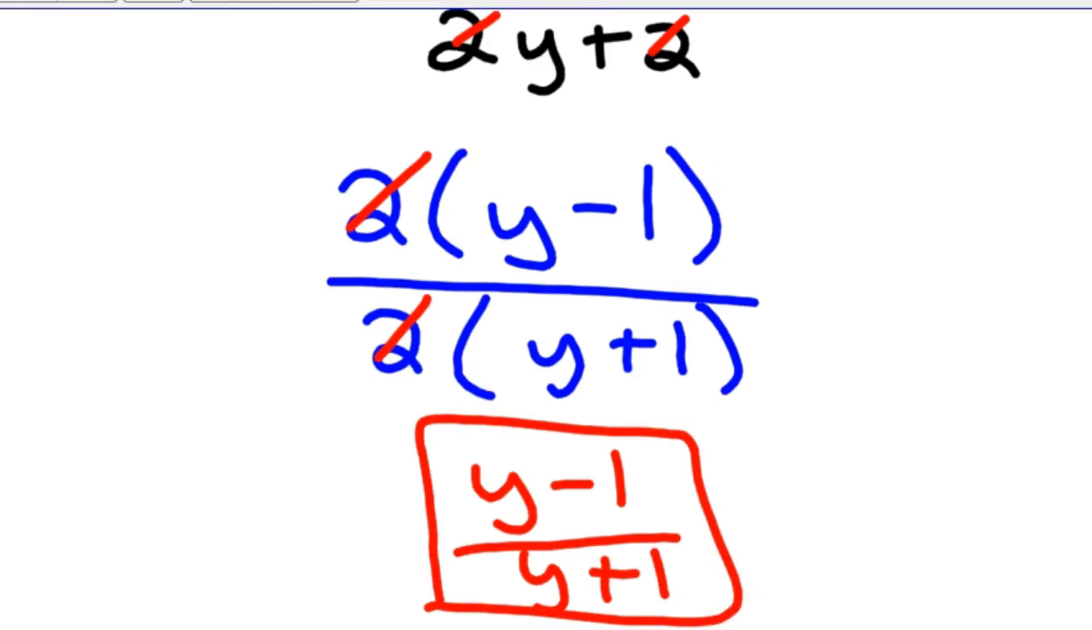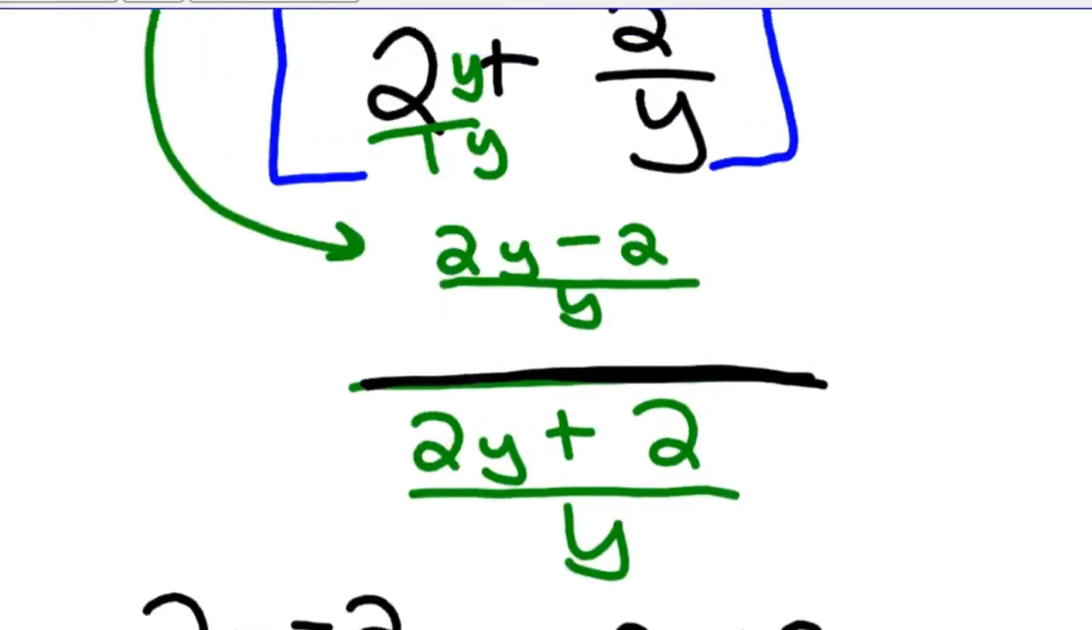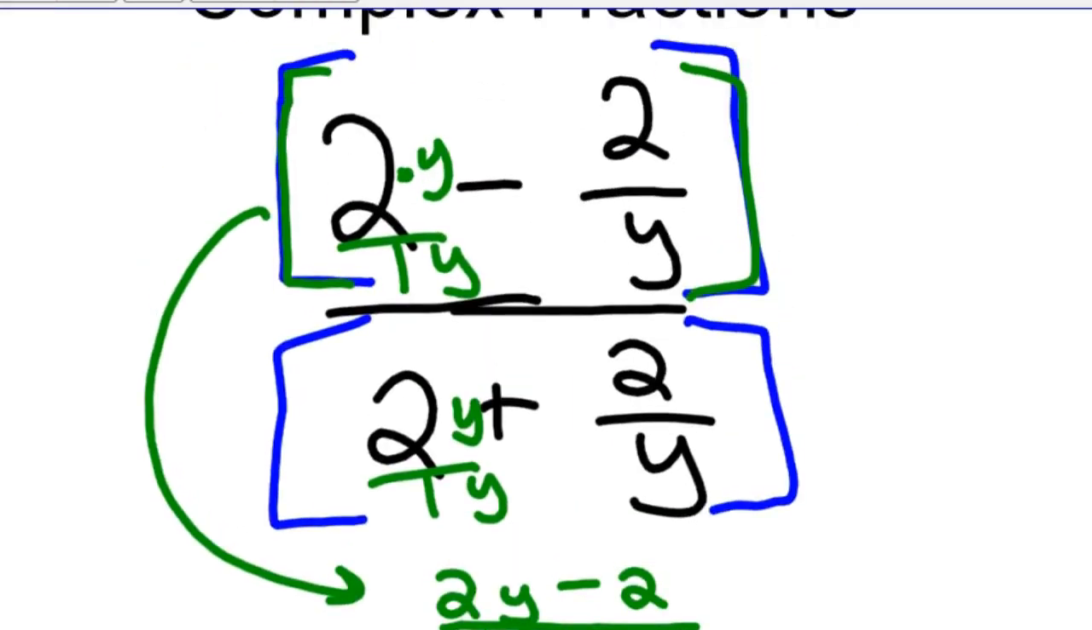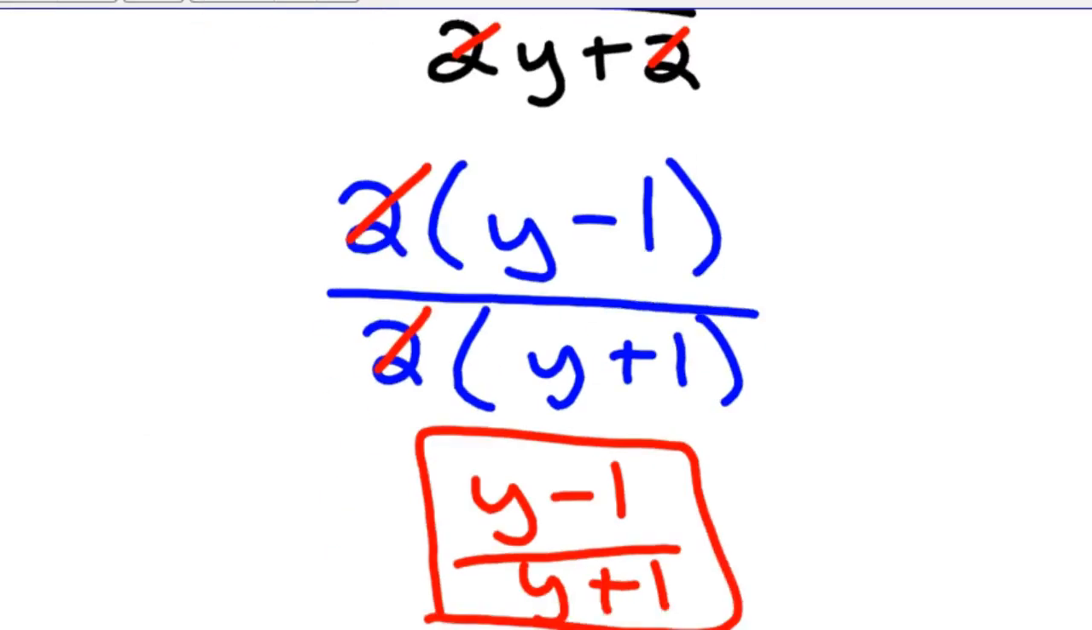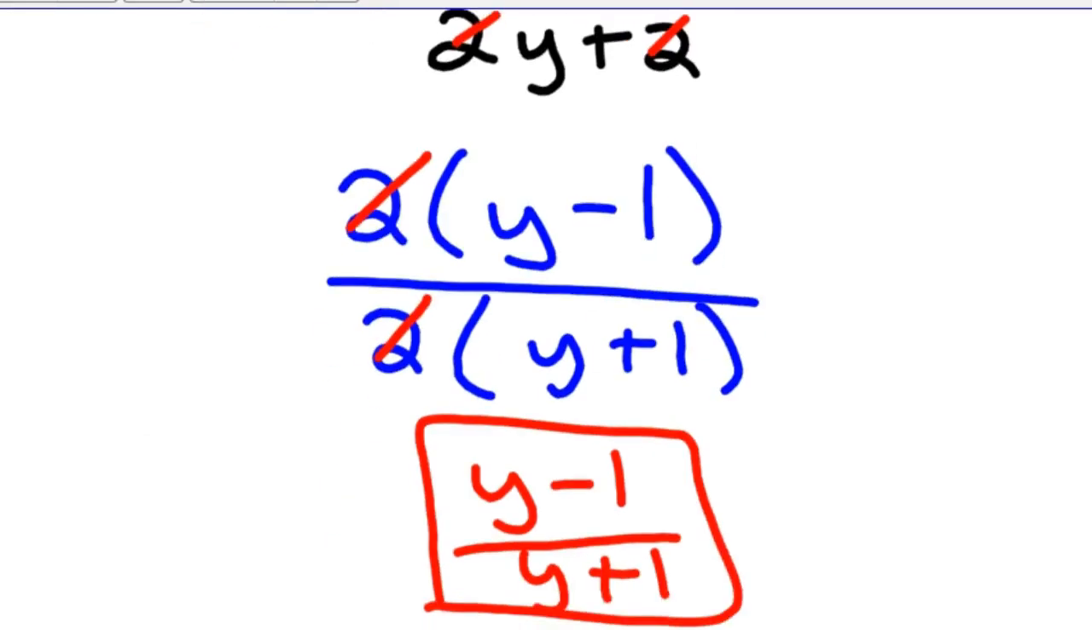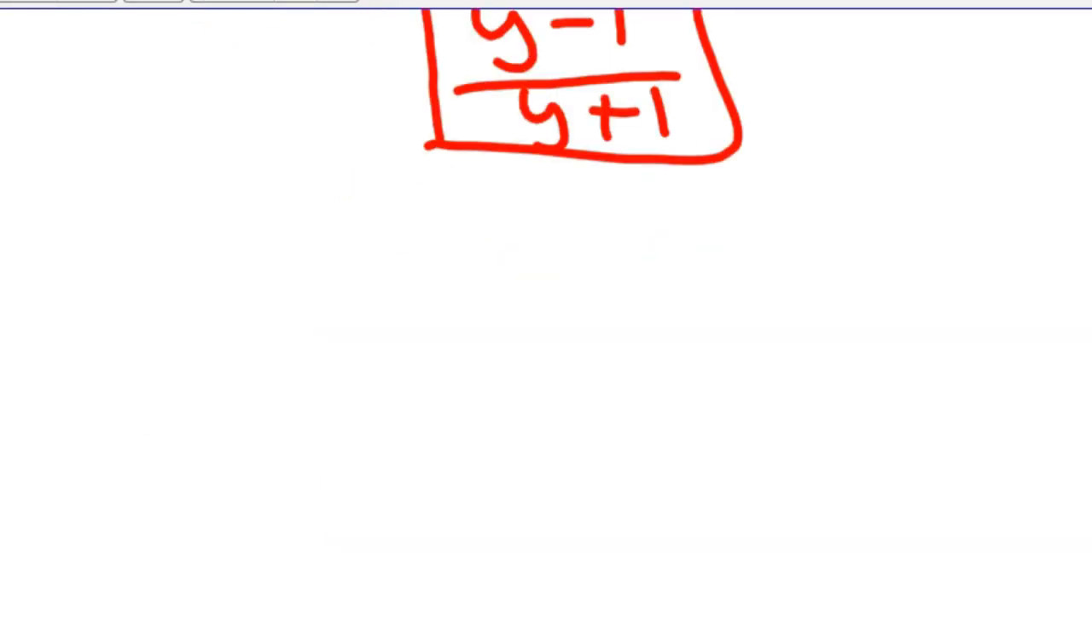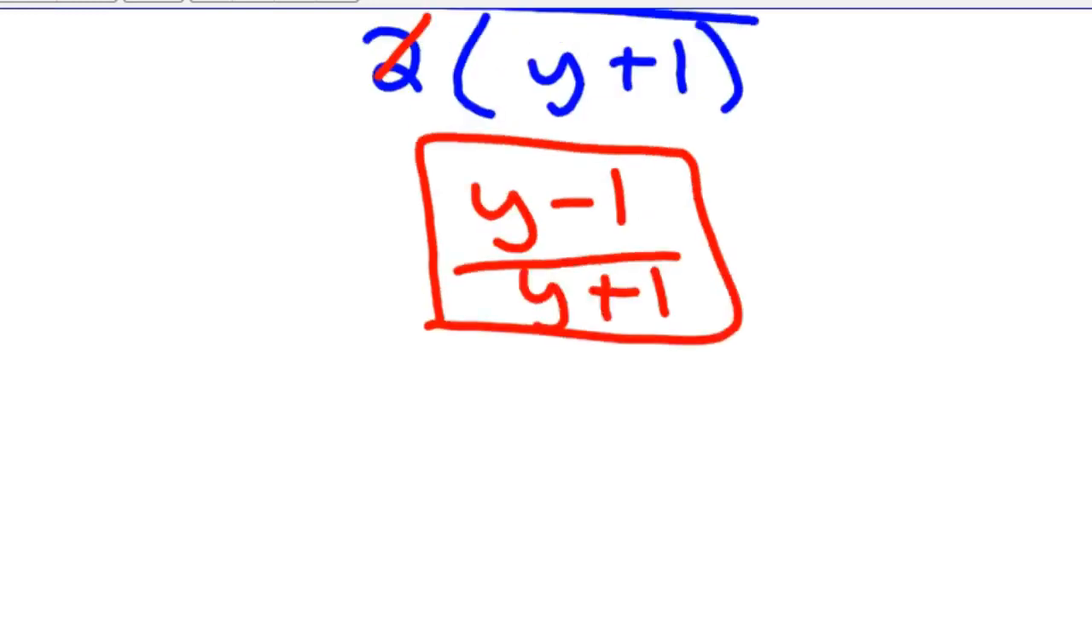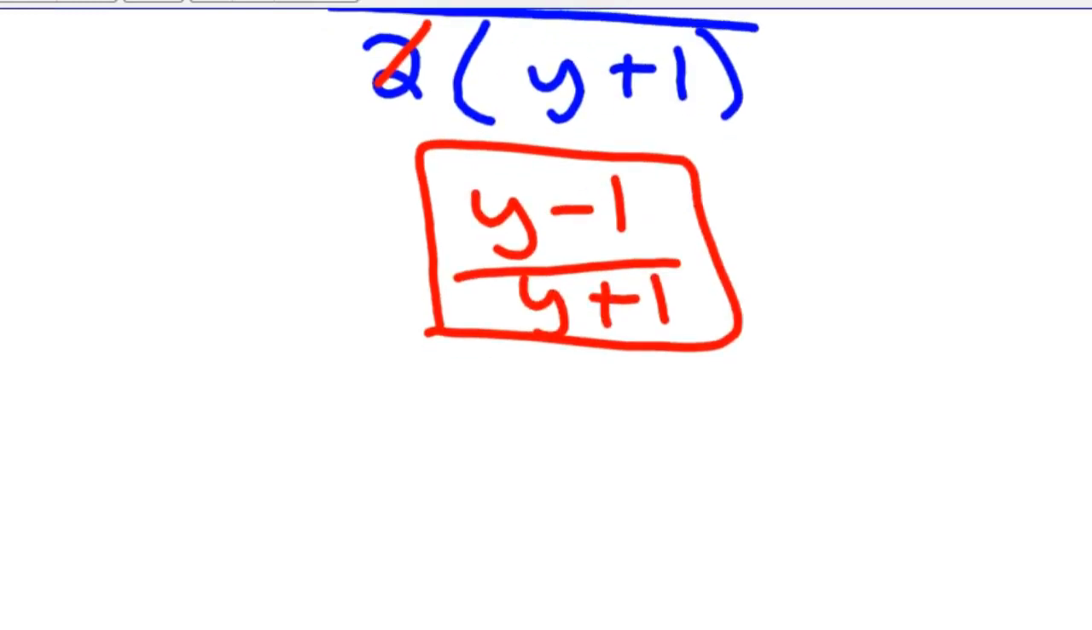And you look back at the original form of this thing, and that's pretty complicated. And it boils down to something fairly easy. y minus 1 divided by y plus 1. So that's complex fractions. The main reason for it is we want to try to simplify things to the best of our abilities, and always present an answer that is as simple as possible.